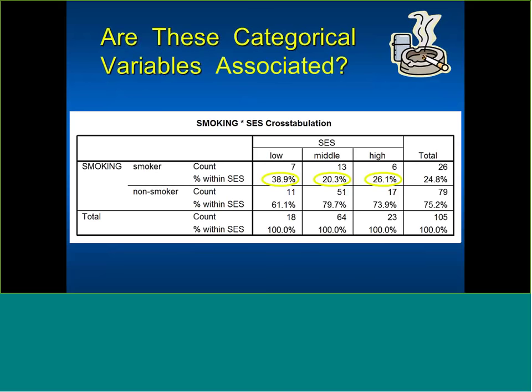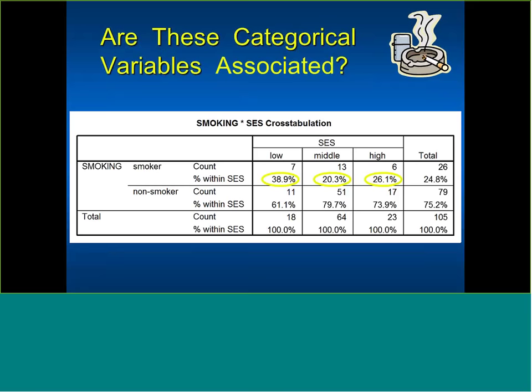Okay. So let's say I have a study where I think there's some kind of relationship between smoking and socioeconomic status. So I have these two categorical variables, and I want to know if they're associated. I shouldn't really say correlated, though a lot of people will say correlated. Correlation is really for ratio scale variables. So when they're categories, it really should be associated.